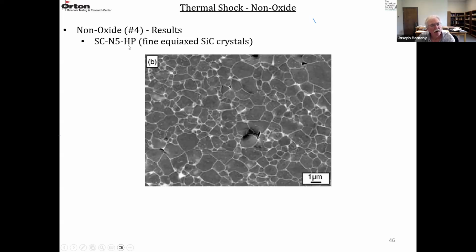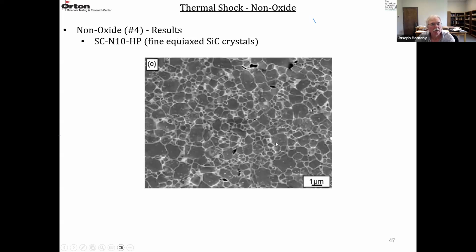This is SCN5 hot pressed, so 5% silicon nitride. Again, primarily silicon carbide crystals, about the same size, 1 or 2 microns, and they're equiaxed. And then the same hot pressed material, SCN10, with 10% silicon nitride. Again, you see these fine equiaxed silicon carbide crystals in the 1, maybe 2 micron range.